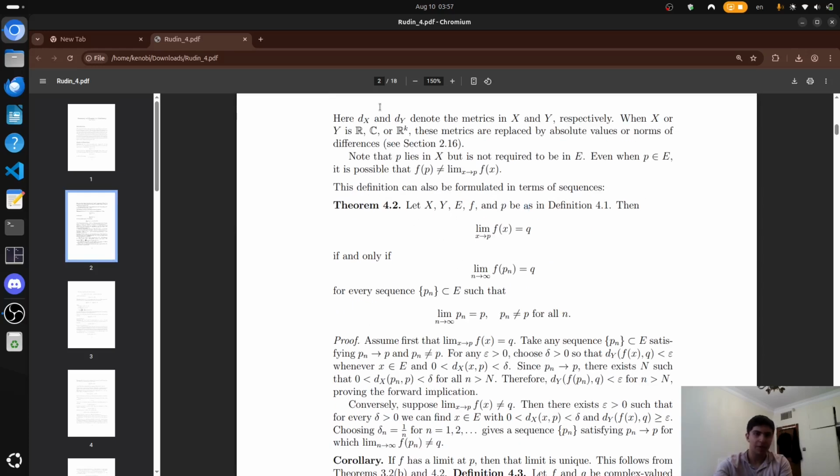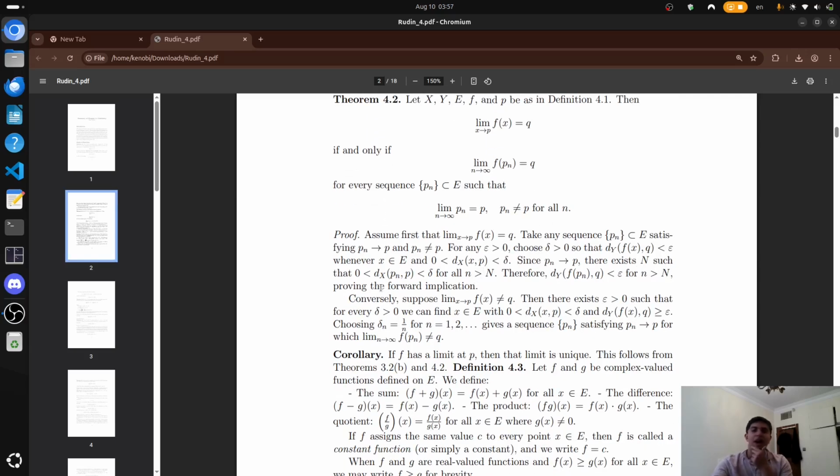We have the following theorem. Let X, Y, E, f and p be as in definition 4.1. Then the limit as x goes to p of f(x) equals q if and only if the limit as n goes to infinity of f(p_n) is equal to q for every sequence p_n in E such that the limit as n goes to infinity of p_n equals p, and p_n is not equal to p for all n.